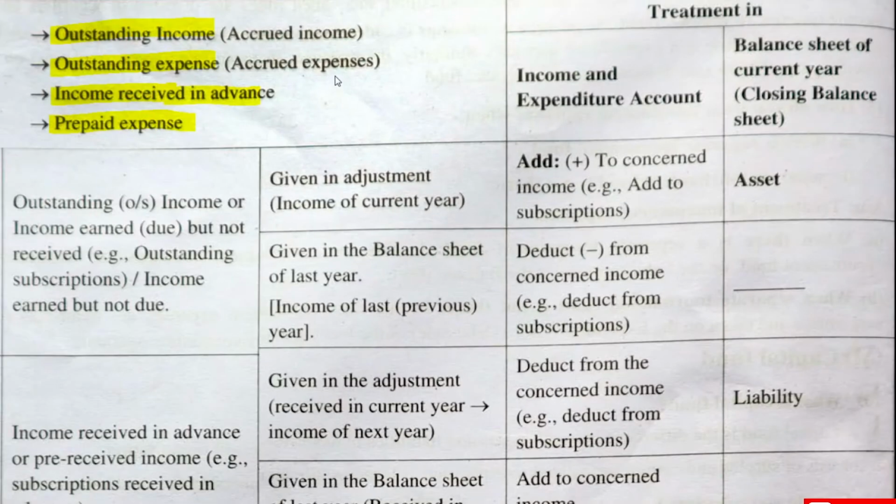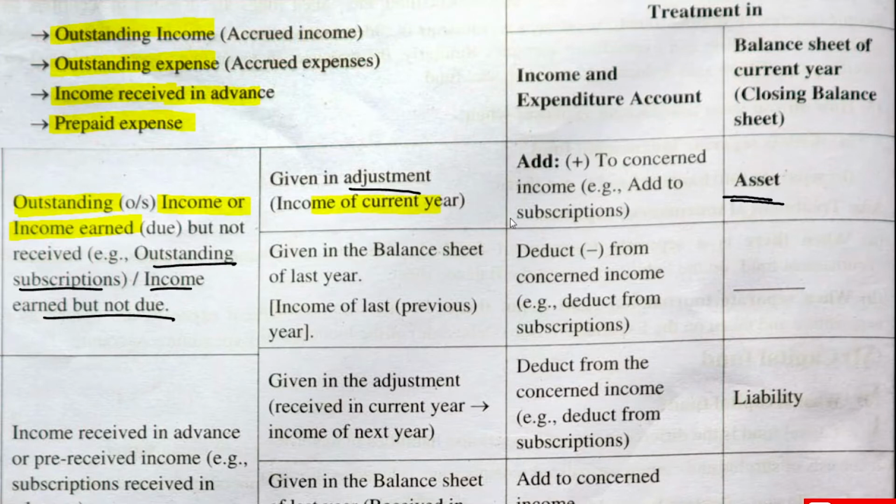So starting with how you treat some items. There are 4 main groups of items. First, outstanding income. When they give outstanding income or income earned but not received, for example outstanding subscription, or income earned but not due, if it is given in adjustment, that is an income of the current year, that should be added in the income and expenditure account. Then it will be posted on the asset side in the balance sheet.